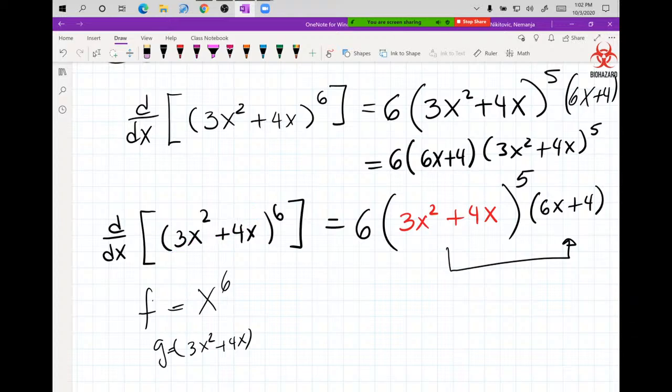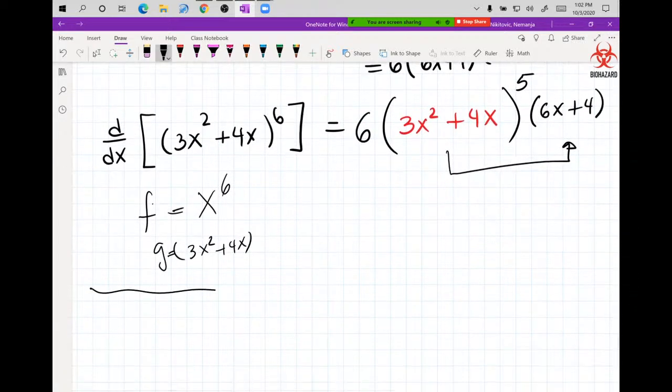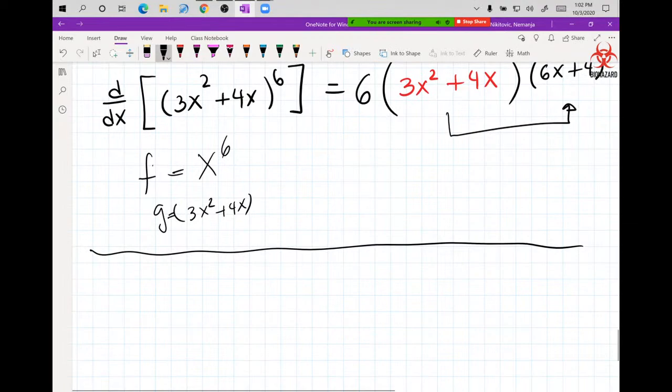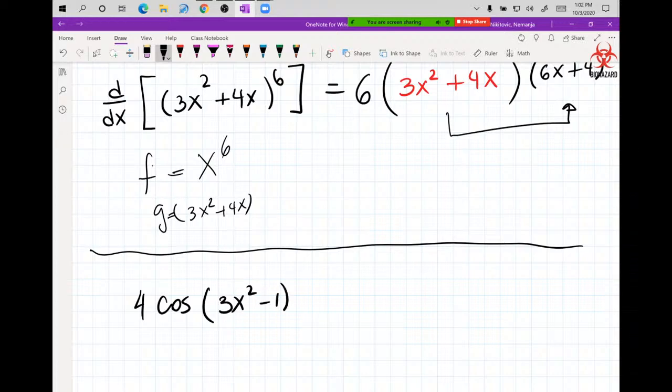I'm going to show this method again. This is like a visual method to do the problem. Let's say you have 4 cosine of 3x squared minus 1, and you want the derivative of that.